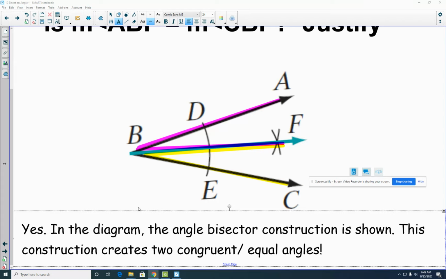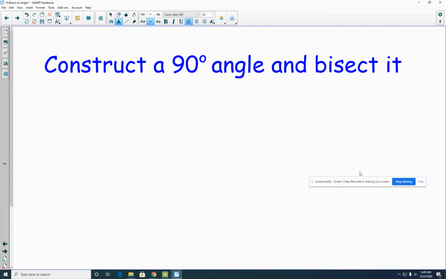Okay, so you see the construction, you have two equal angles here and here. Let's move on and try some application questions. Here's the first application question. Can you construct a 90-degree angle and bisect it? First, how do you get a 90-degree angle?